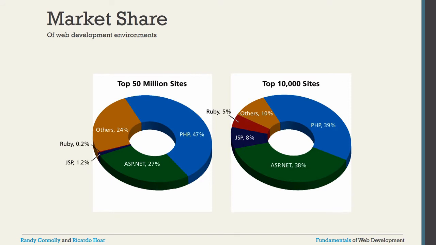When you are talking about the popularity or usage of all these technologies, out of 50 million sites, around 47% are using PHP, around 27% are using ASP.NET, then 24% others, and others include Ruby, some frameworks, Node.js, and all of these things. Comparing based upon the top 10,000 sites, it is still 39% PHP and 38% ASP.NET, and the rest are others. So in this way we can see PHP is more popular, and next is ASP.NET in the market.